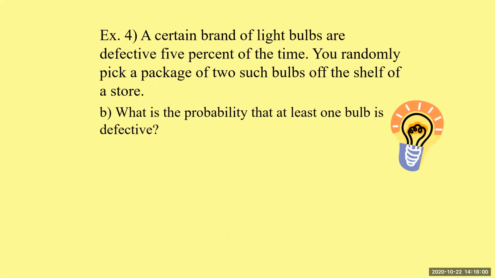So same scenario, what is the probability that at least one is defective? So again, we have the same probability tree. At least one would mean it could be defective then not defective. It could be defective, defective, and it could be not defective and then defective. So the only thing we are not including is two not defective, or two working bulbs.